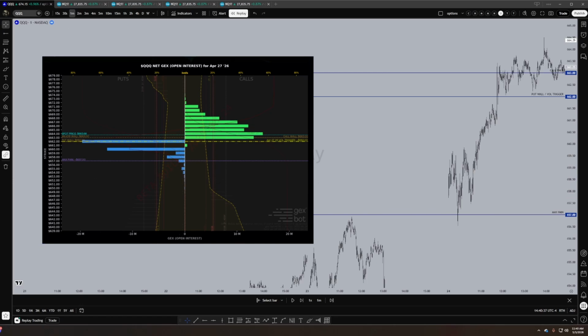So now let's talk about actually building a bias. We understand that the spot price is around 663 here. We have our call wall at 663, our put wall at 662, and our max pain at 657. So immediately I know the most important zone is between 662 and 663. That's going to be a large decision zone for price, and also where I can expect price to become more controlled and start to slow down.